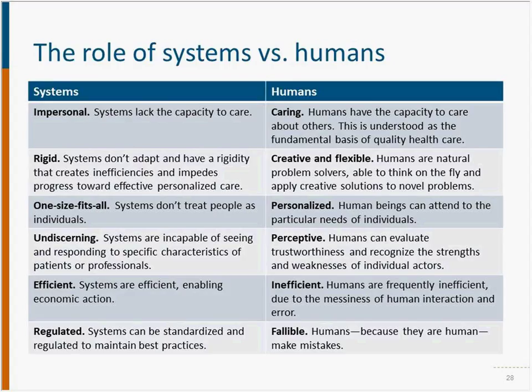Systems do shine, if you look at the lower left corner of this slide, in people's minds, in their efficiency and their capacity to standardize, as compared with humans who are frequently inefficient and more fallible by comparison.